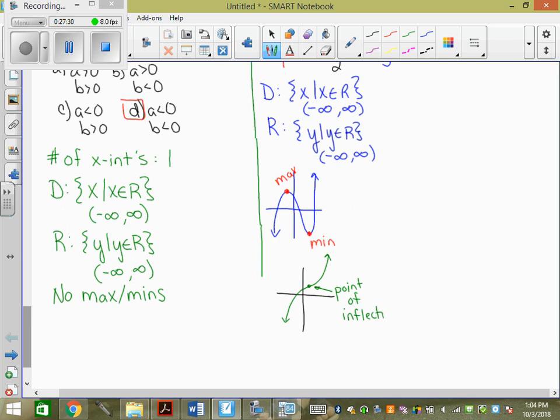There's neither a max nor a min there. It just changes. It just curves. So you can either have a max and a min, like the top one, or it just curves like that, which is called a point of inflection. A basic x cubed graph has a point of inflection, not a max or a min.